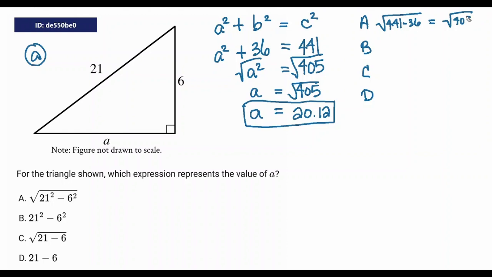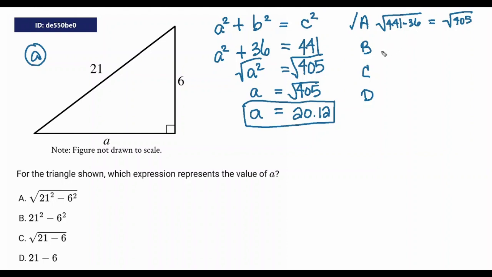Now take a look at what you have. It's square root of 405. Hit square root on it, man. It's square root of 405 is 20.12. So this answer choice is looking peachy keen. But let's go through the other ones and see where people get it wrong.